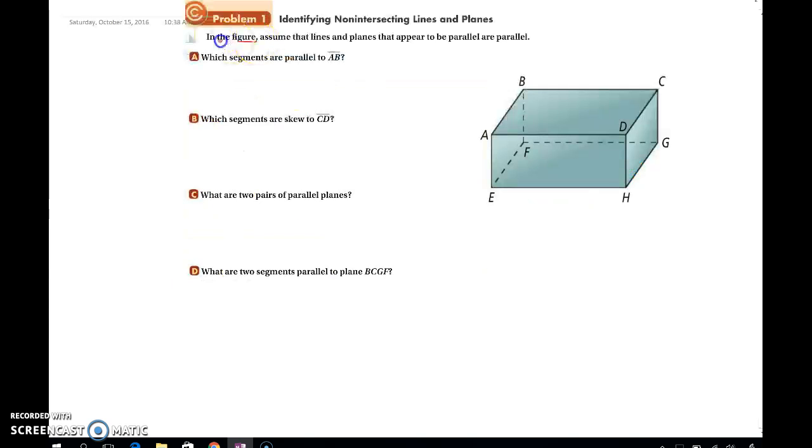All right, so we're given a problem in the figure, so this figure over here. Assume that the lines and planes that appear to be parallel are parallel. So we're assuming that they are parallel. And then we're asked to answer some of these questions. All right, so let's go through these.